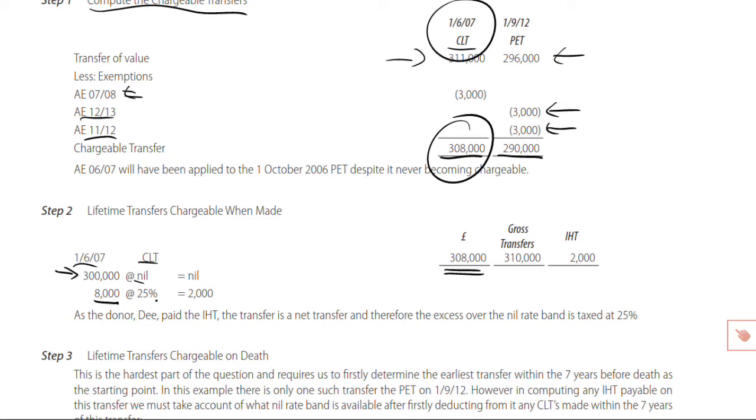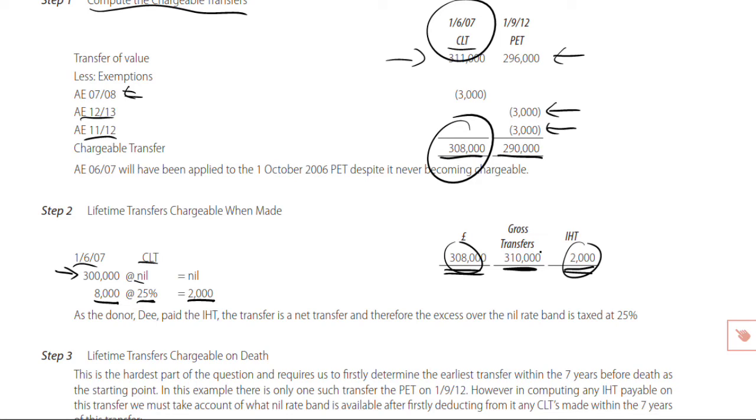the relevant lifetime rate. D, the donor, is paying the tax. Therefore, it is going to be a net transfer. Therefore, we use the 25% rate. 8,000 at 25% is 2,000. Put your tax figure in. The 308 was a net transfer. On top of that, what does the donor, D, also have to pay out? 2,000. So the gross amount of the transfer, £310,000.